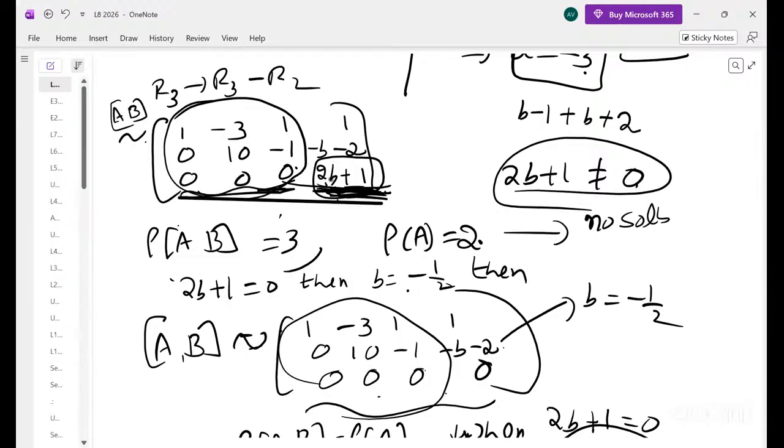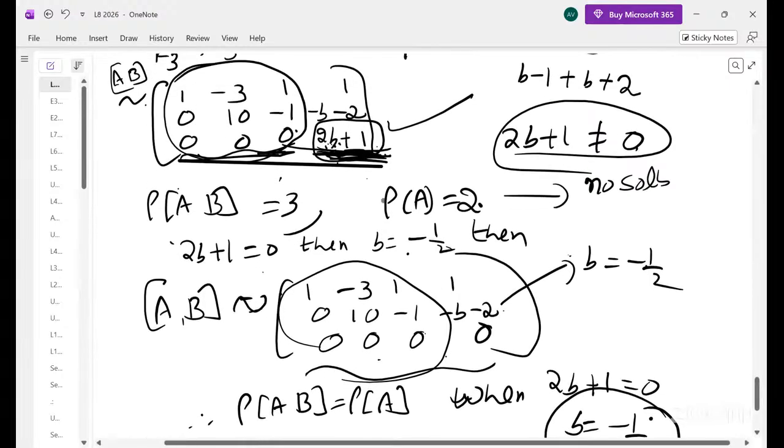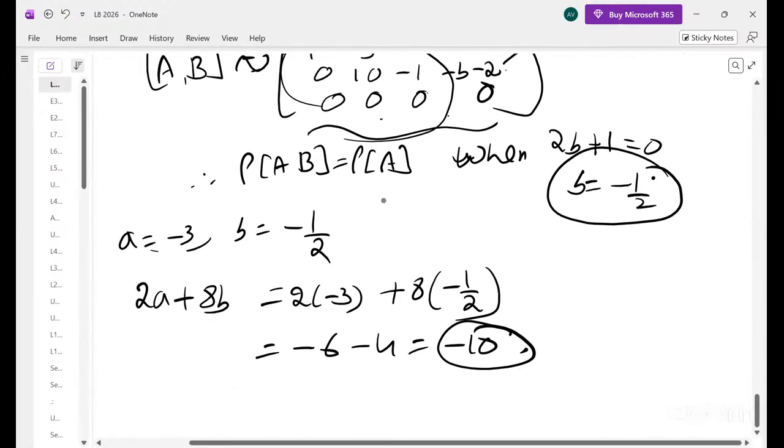The augmented also must be 2. So this must be 0. So 2B plus 1 is 0, B equal to minus 1 by 2. You need not substitute and check. By your experience, from here itself, we can conclude that 2B plus 1 must be 0. Then only the rank of the augmented becomes equal to the rank of A. So A is equal to -3, B is equal to -1/2.